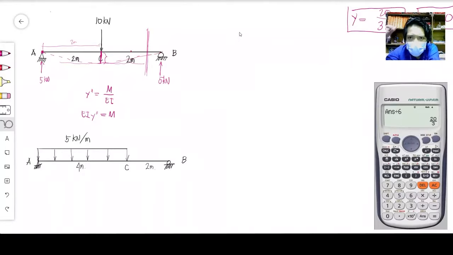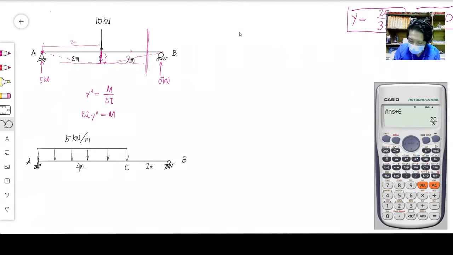virtual load, meaning an imaginary load, at the point where you want to find the deflection. So if, for example, the deflection you want is at point C, you assume that you place a unit load there. What is the magnitude of that unit load? 1, a unit load of 1.